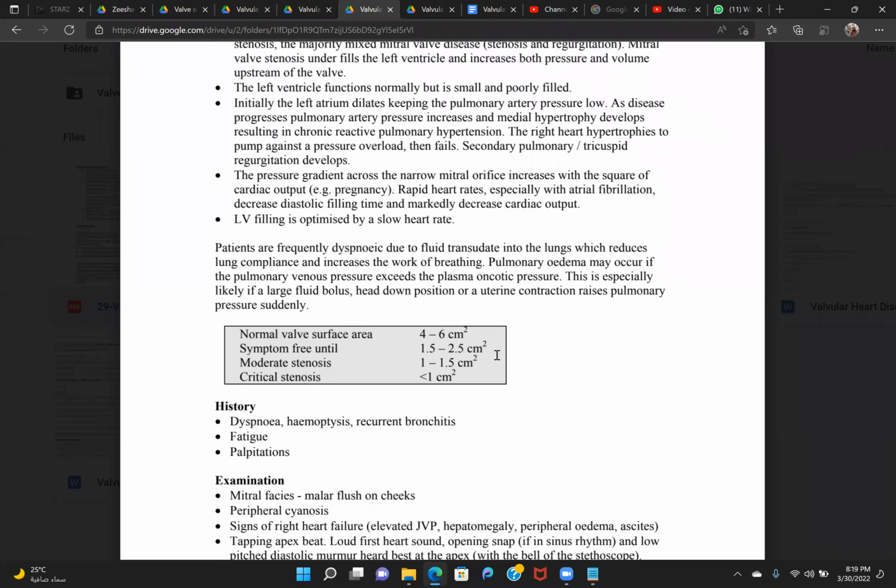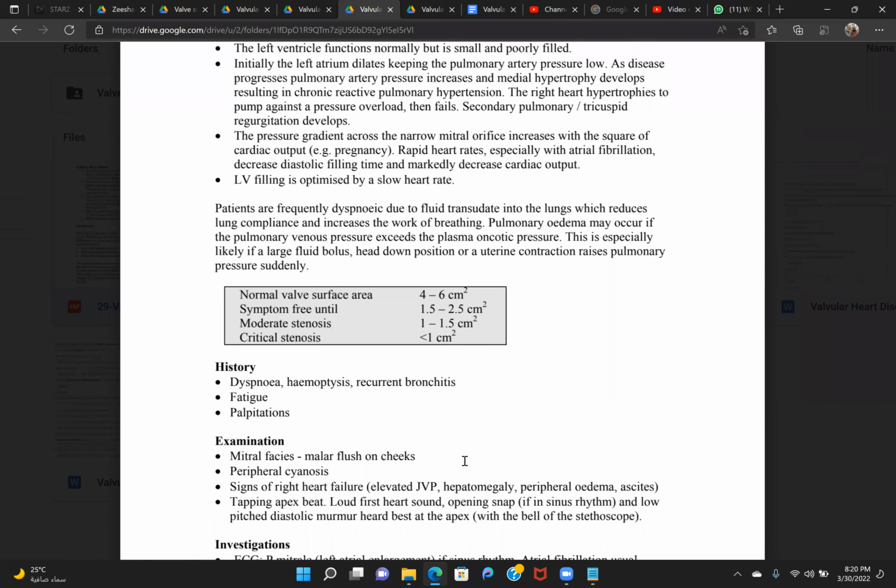Actually, don't be distracted by the numbers. Usually in some books you will find that if the valve area is more than 2, there will be minimal or mild symptoms, and then between 1.5 to 2, then 1 to 1.5, and less than 1. In some books, it is written 0.8, something like that. So it is usually a little bit different, but you have to understand what is mild, moderate, and severe. Okay, this is one thing.